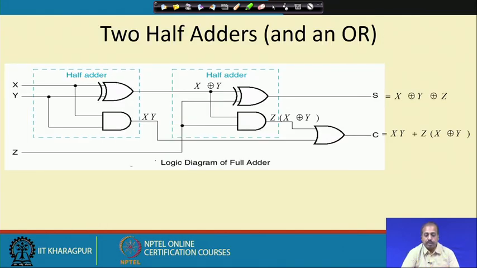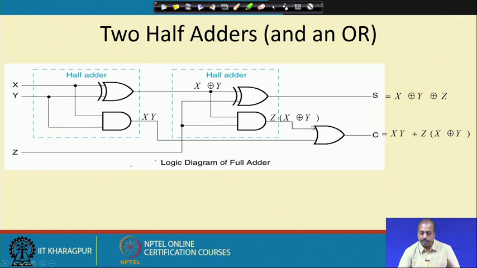So, what can we do? We can use two half adders to get a full adder. Here you see that in the first half adder we have given x and y as input. So, we have got x y as the carry output and x XOR y as the sum output. With that, if we put z as the second input, the second half adder has this sum as one input and z as another input. So, this gives me the sum s equal to x XOR y XOR z, and this carry is generated.